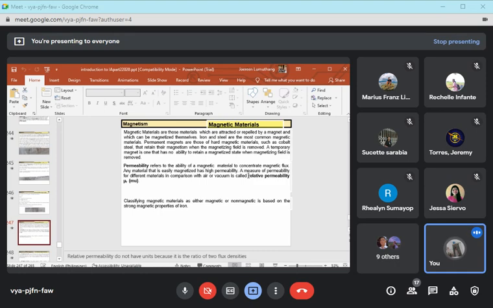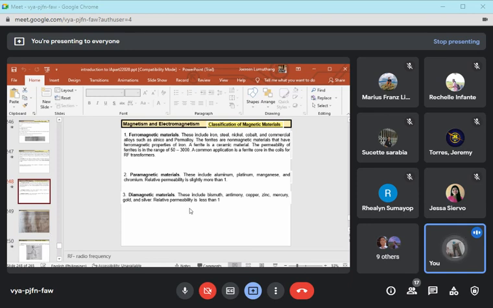If it can easily magnetize, then the magnet has high permeability. A measure of permeability for different materials in comparison with air or vacuum is called relative permeability. So this is the symbol. Classifying magnetic materials as either magnetic or non-magnetic is based on the strong magnetic properties of iron.